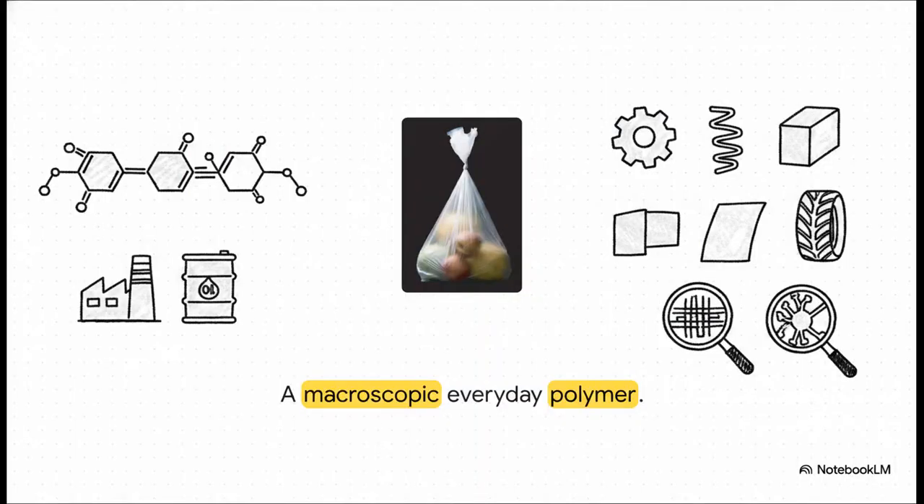Take this everyday produce bag, for example. It is a prime example of a synthetic polymer. Following World War II, this specific class of materials virtually revolutionized everything. And why? Because they're incredibly cheap to produce and, more importantly, their properties are highly customizable. But what exactly makes them so adaptable?